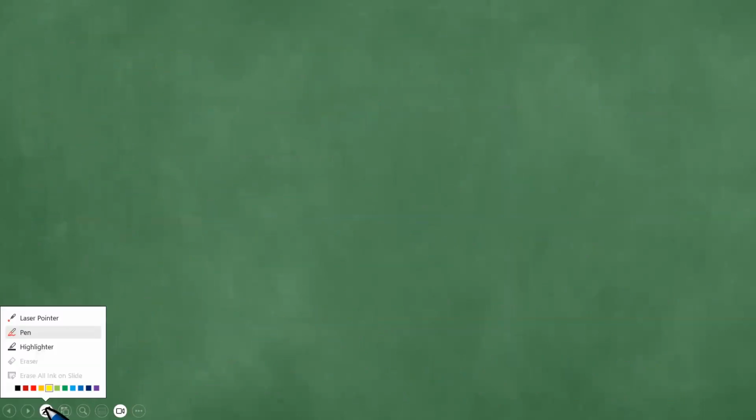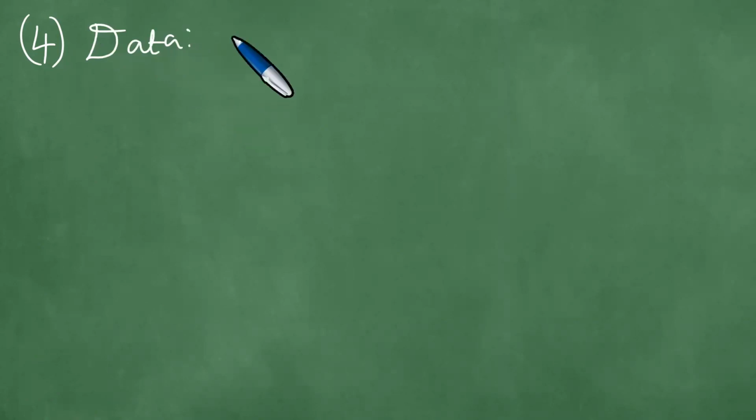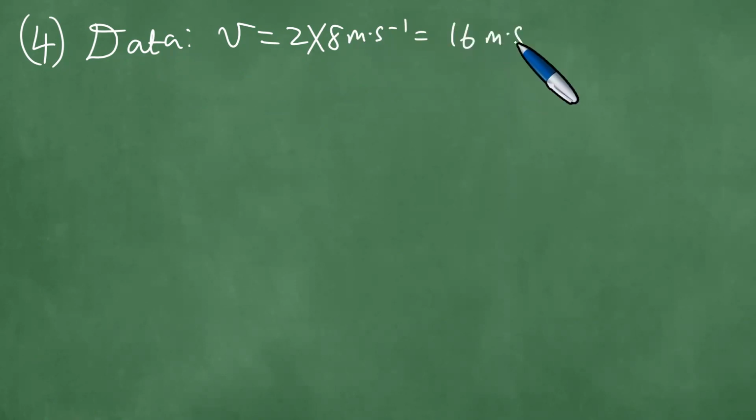Let's look at number 4. We are effectively saying, first things first, the guy is on the bike, but suddenly, boom, the velocity is now double. So first, we look at the data. We are seeing now the velocity is double. So double means it is 2 times 8, which is 16 meters per second.